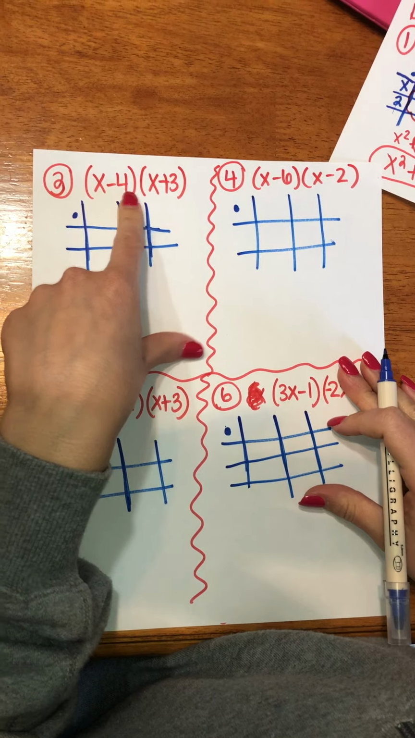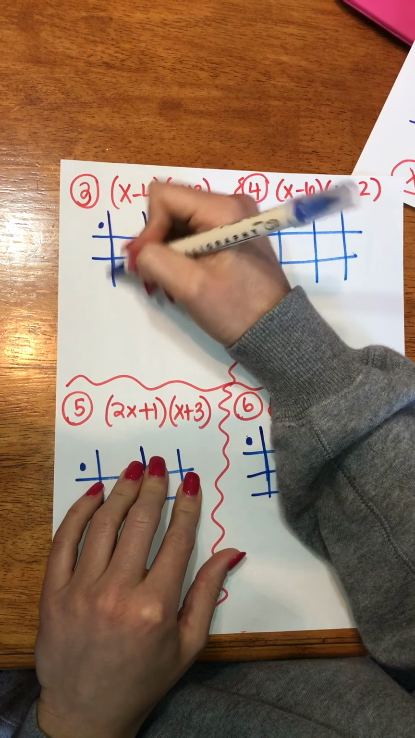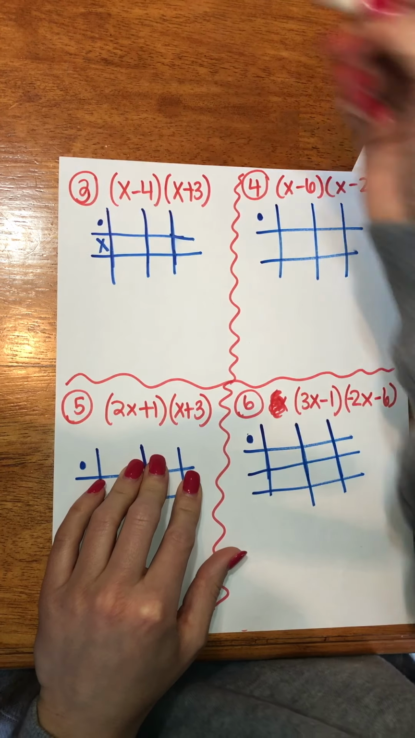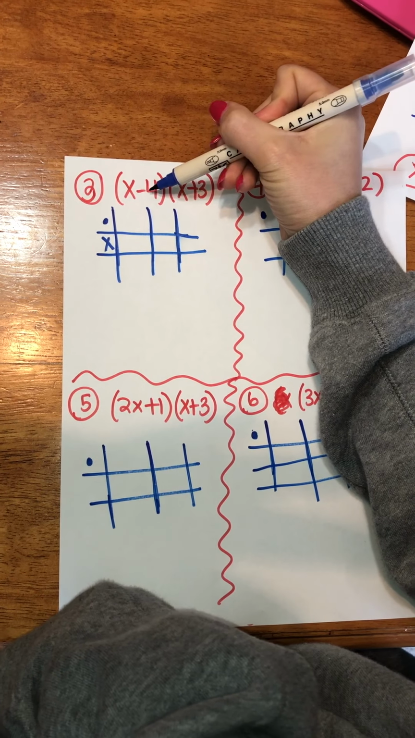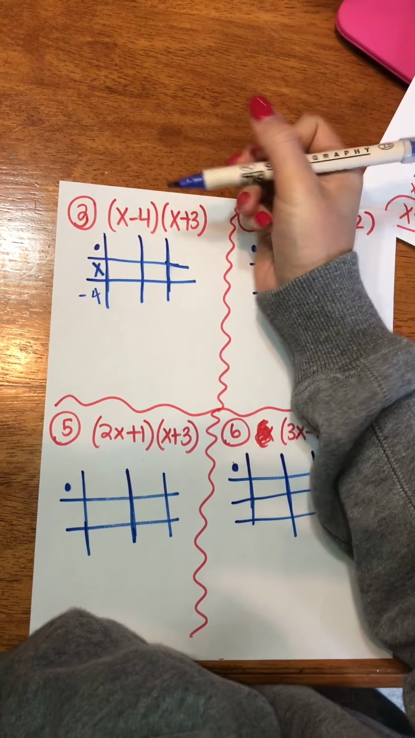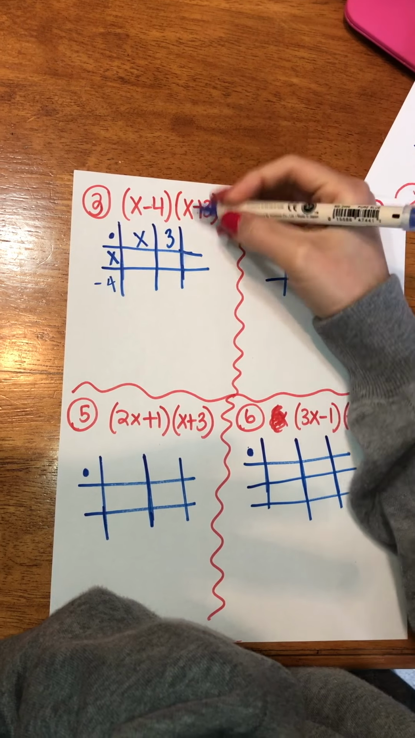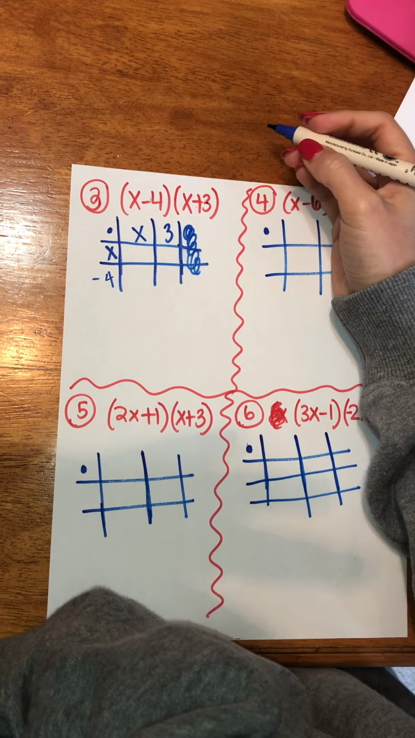So x minus 4 times x plus 3. This goes on the left side. So the x goes here. Now this is x minus 4, which means you need to put a negative 4 in the box right here. This is x plus 3, so that's easy. That's just x plus 3. There's nothing on this side.